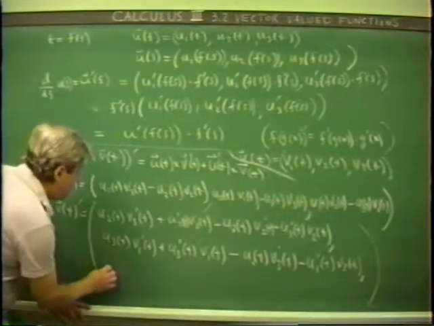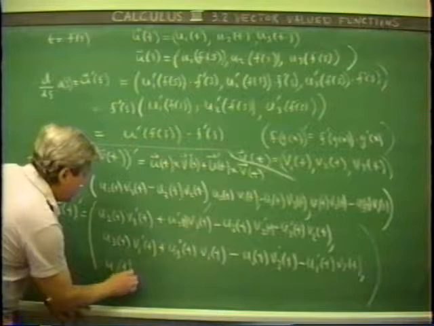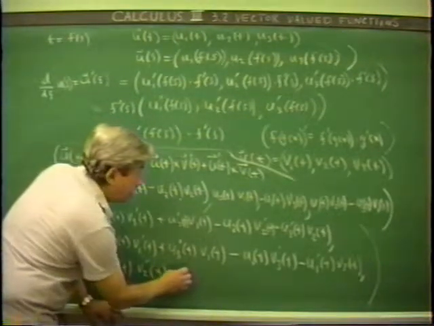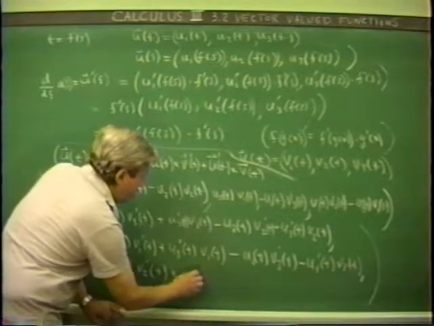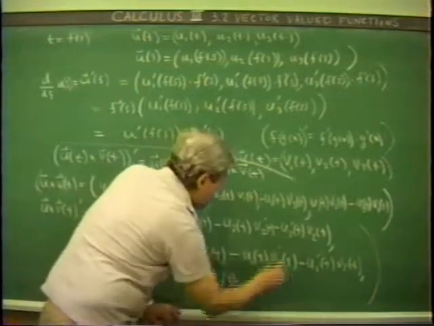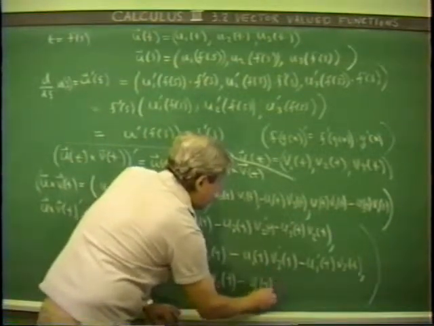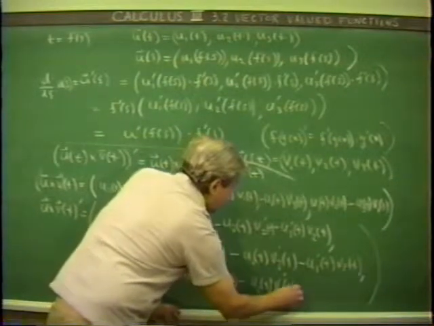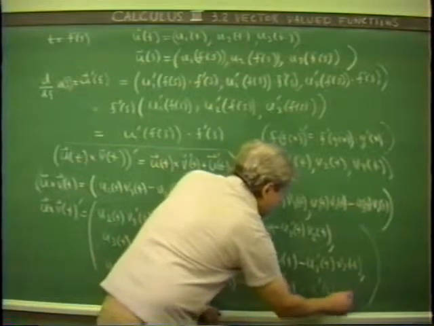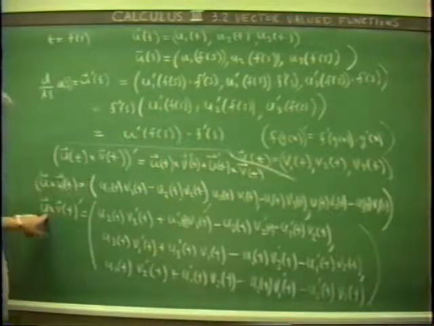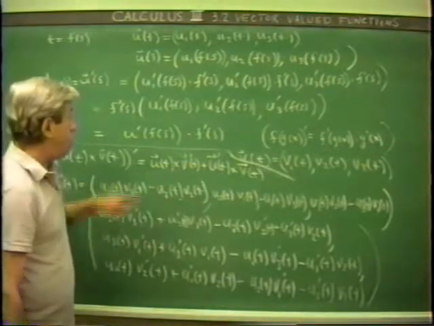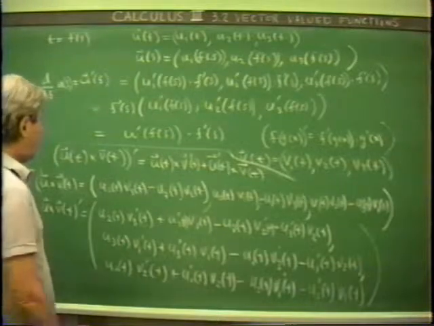And the z is going to be u1 of t v2 prime of t, plus u1 prime of t v2 of t, minus u2 of t v1 prime of t, and minus u2 prime of t v1 of t. Okay, so this is the derivative of u crossed with v. And now the claim is that it's u crossed with the derivative of v.